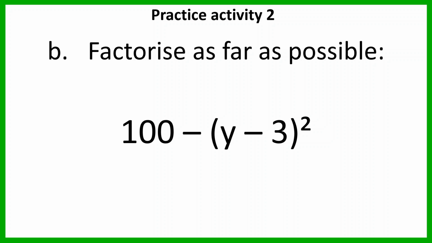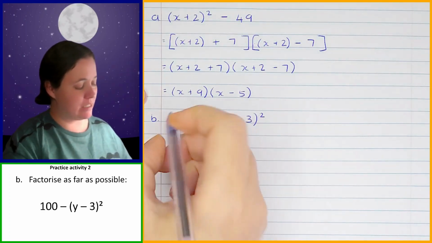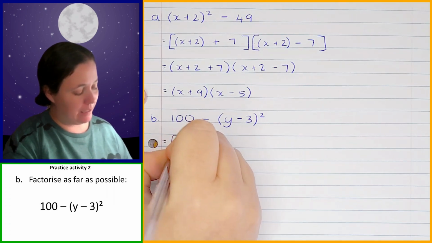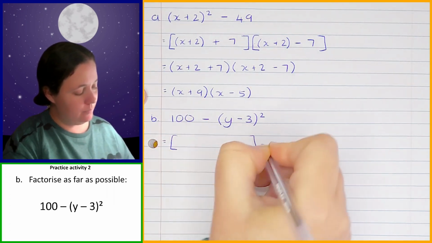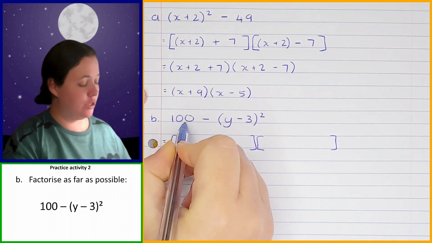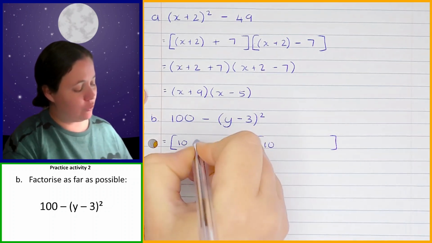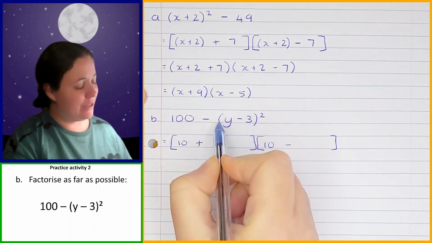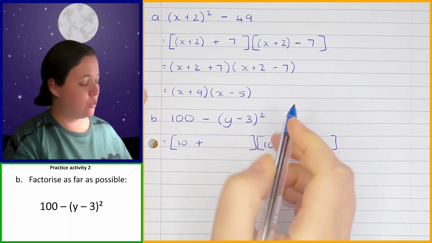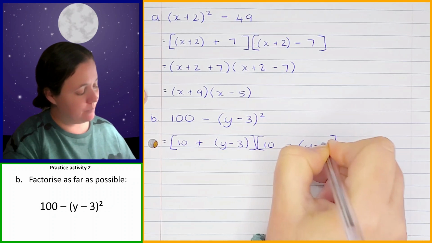Okay, so let's go through that question. I've got 100 minus (y - 3) squared. I'm going to start off by opening square brackets. 100 square rooted gives me 10 in each of the brackets. Then I've got a plus and a minus. And then the square root of (y - 3) squared is y - 3, and I keep those brackets.